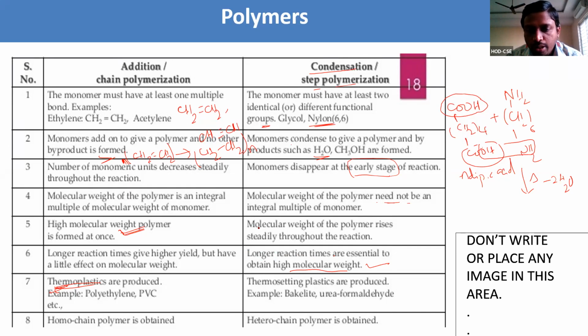Bakelite, urea formaldehyde. Homochain polymers are obtained in addition polymerization. Here heterochain polymers are obtained; hetero means different. Different chain polymers are obtained by condensation polymerization or step polymerization.